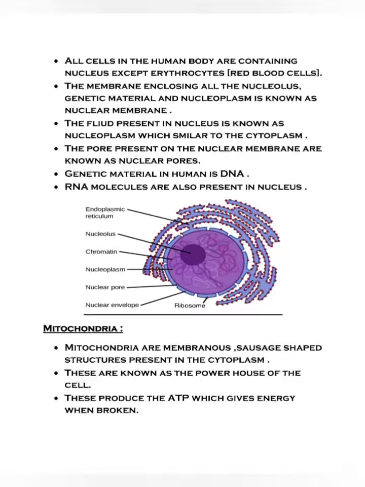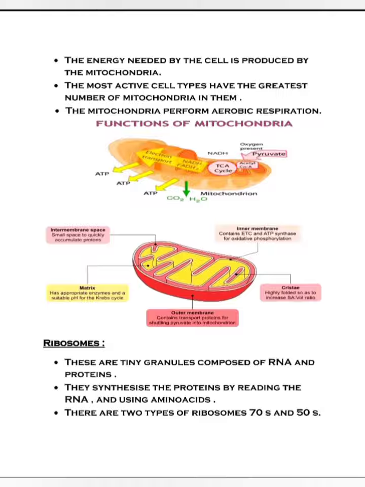Now coming to the mitochondria. Mitochondria are membranous, sausage-shaped structures present in the cytoplasm. These are known as the powerhouse of the cell. These produce ATP, which gives energy when broken down. The energy needed by the cell is produced by the mitochondria. The most active cell types have the greatest number of mitochondria in them. The mitochondria perform aerobic respiration.